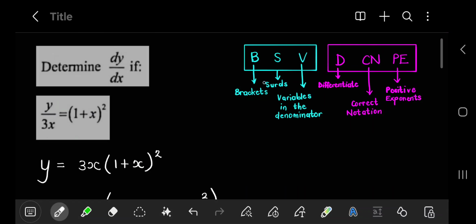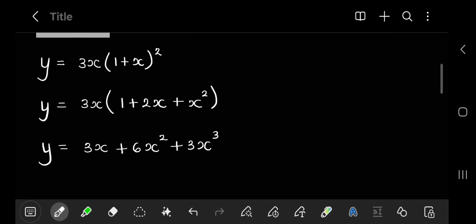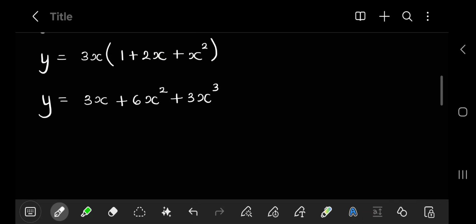Now, we have gotten rid of brackets completely. We do not have any surds, we do not have any variables in the denominator, so we are now ready to differentiate. Differentiating the first term, x falls away, we're left with 3. Differentiating the second term, taking the exponent, multiplying with the coefficient, 6 times 2 is 12, and minus 1 from the exponent. Differentiating the third term, take the exponent, multiply with the coefficient, 3 times 3 is 9, and minus 1 from the exponent, you are left with x squared.